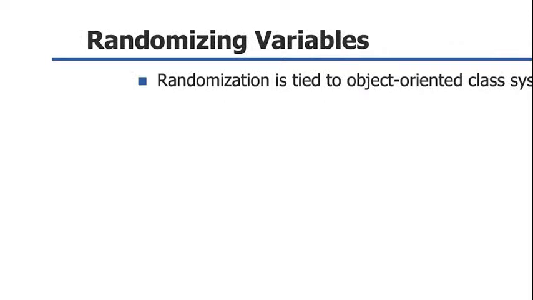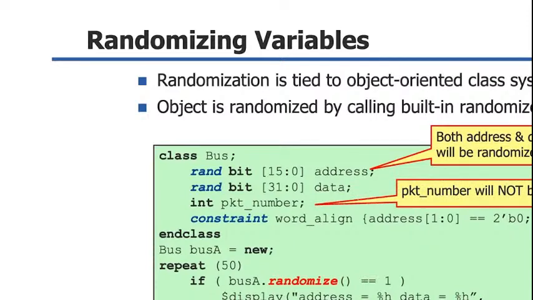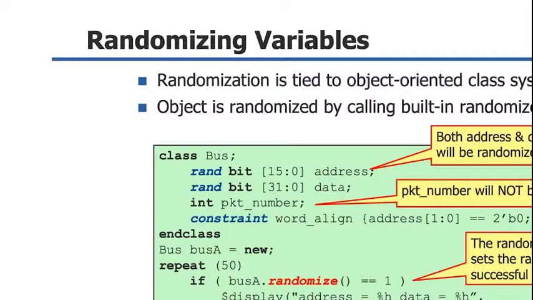Now the way SystemVerilog does this is it ties randomization to the object-oriented class system. So we define a class and we declare random variables. Here we have address and data declared with the rand keyword, and packet number is another class member, but it will not be randomized. Then we add a set of constraints; for example, the two least significant bits of address need to be 0 when I randomize. Then we call the randomize method on this class after constructing it.